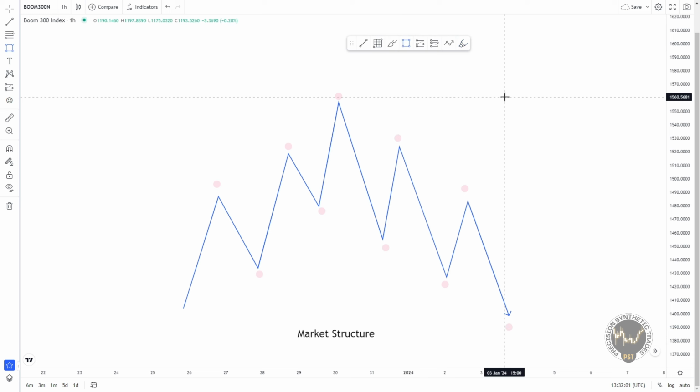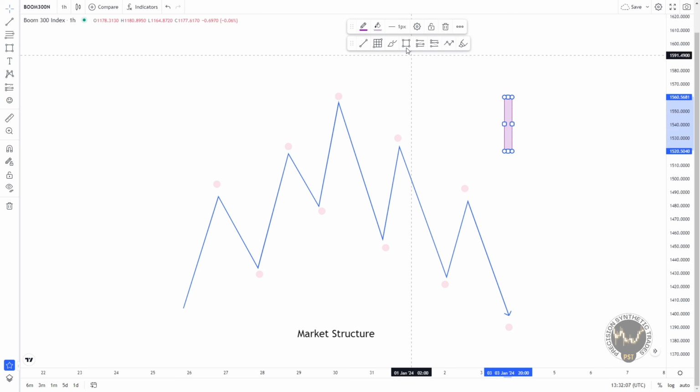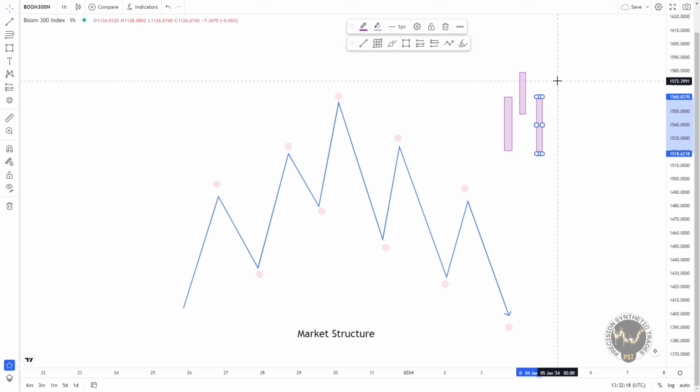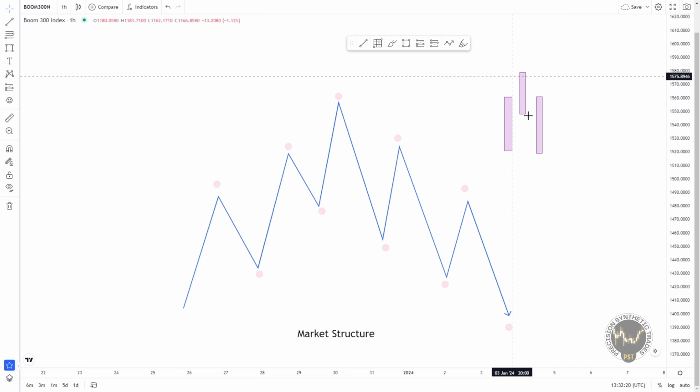To identify a swing high, it needs to consist of 3 candles: candle 1, candle 2, candle 3. The middle candle needs to be higher than the candle on the left and the candle on the right. That's how I identify a swing high.